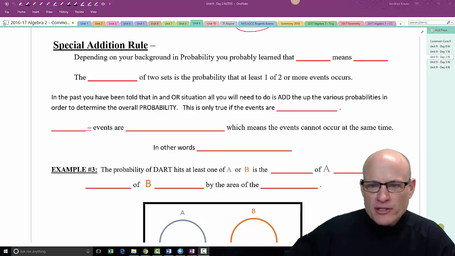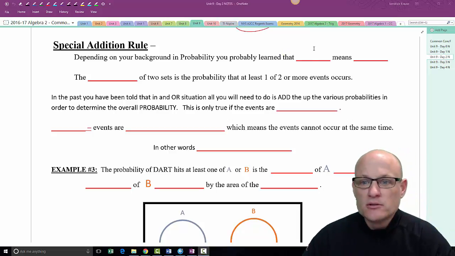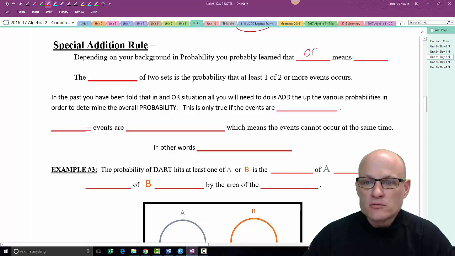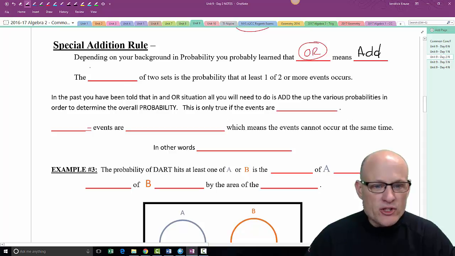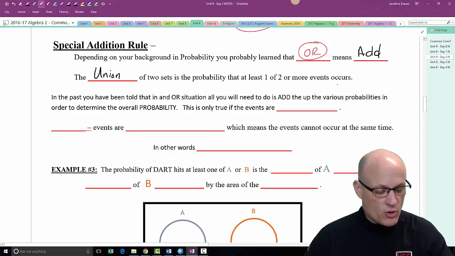Depending on your background, you probably learned that or, how are we doing it? Or means to add. We talked about this. The union, we talked about this already. The union of two sets is the probability that at least one of two or more events occurs.